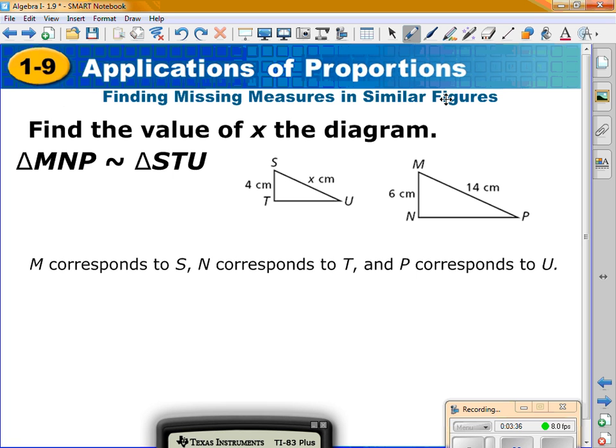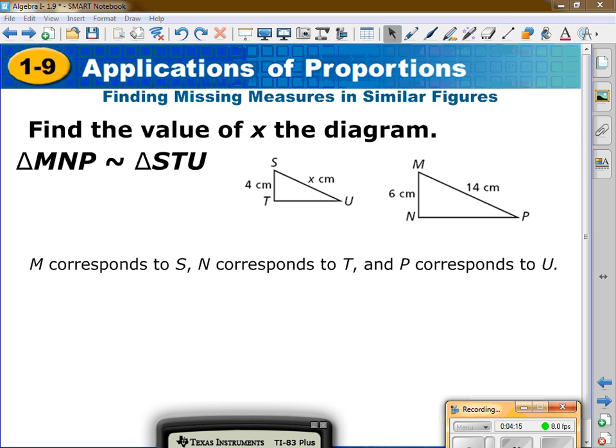So I have two triangles here. I have triangles MNP and triangles STU. I'm telling you right off the bat that they're both similar. One of the key things to understand is don't just go by the way the picture looks. Don't think, well, this looks like it's double of the other one. They're not drawn to perfect scale. SU is x centimeters. ST is 4 centimeters. MN is 6 centimeters. MP is 14 centimeters.